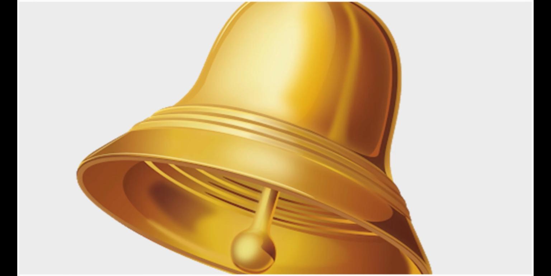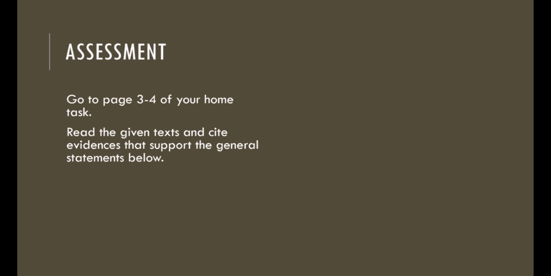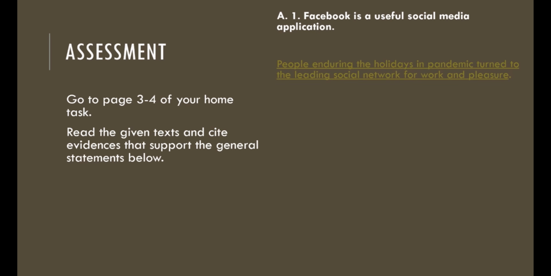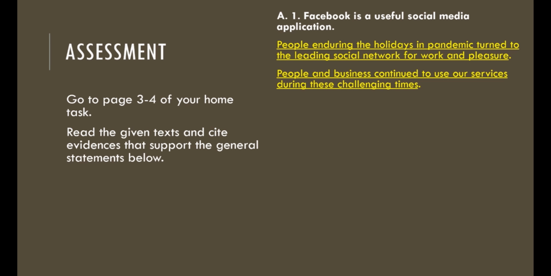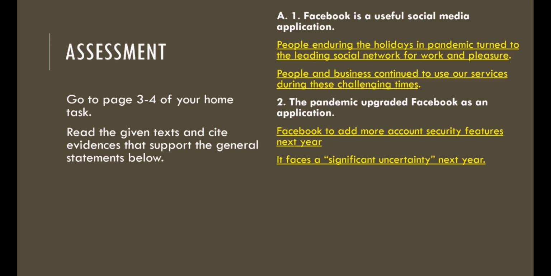It's checking time. Let's see how well you did. Go back to page 3 to 4 of your home task. Read the given text and cite evidences that support the general statements given. For letter A, number 1, Facebook is a useful social media application. Number 2, the pandemic upgraded Facebook as an application. And number 3, Facebook gained a bigger profit last year.